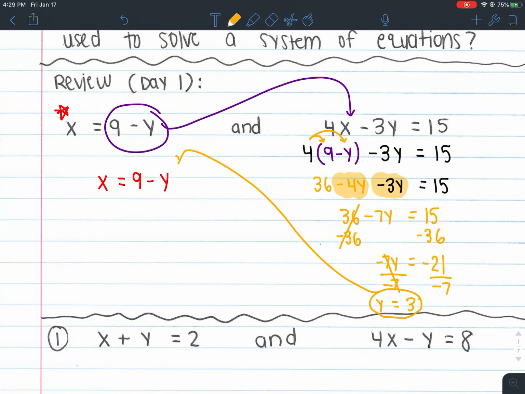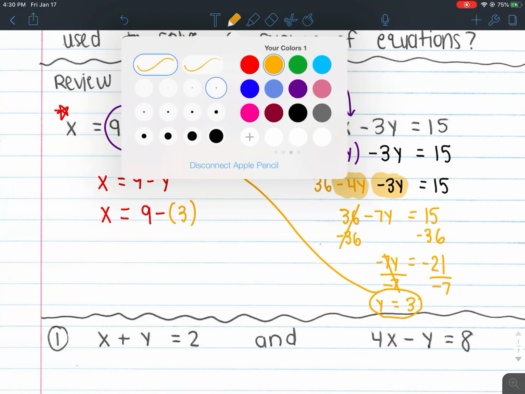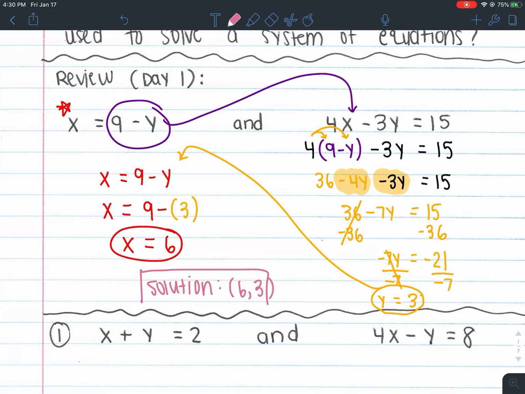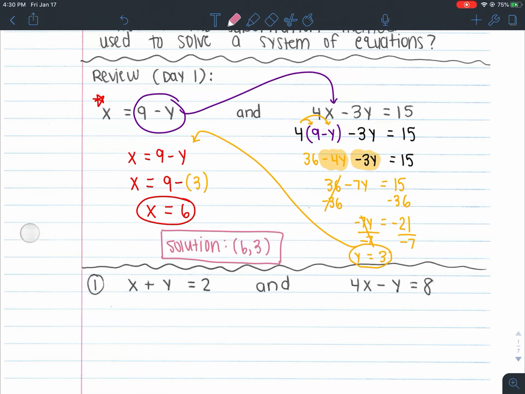Well, I know that y equals 3, so I'm going to substitute it in for y. So x equals 9 minus 3. Well, what's 9 minus 3? 6. Because you plug in that 3 and you get 6. So this is the other half of your solution. So what is our solution point? It's the point 6, 3. So what does that mean if I were to graph these two equations? It means that they would cross at the point 6, 3. Okay? All right, so that's basically a little tidbit of what we did on day one.